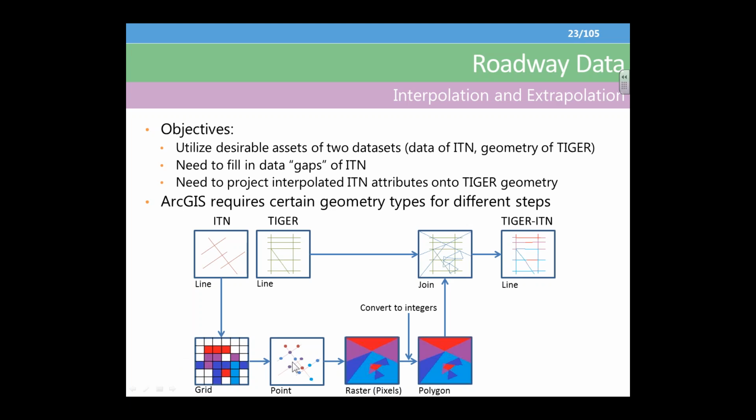That then is essentially point data, which we then interpolate in ArcGIS. That does generate what's called a raster, essentially an image of the speed throughout the state. Then we turn that image into a set of polygons that we can use to cut the Tiger geometry wherever there is a change in speed. And then we apply that speed onto the Tiger geometry, and you now have Tiger geometry with attributes.